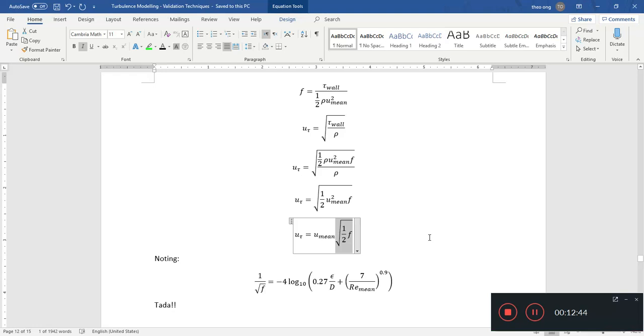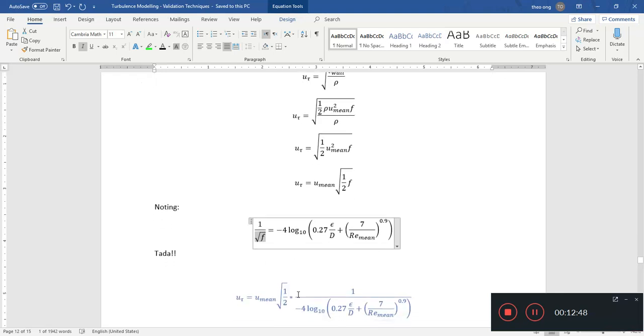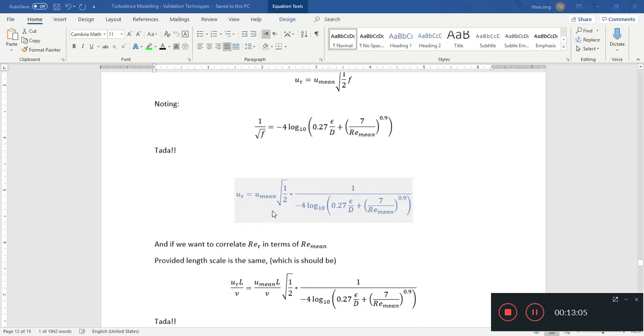Now the nice thing about this is that square root f is over here. It's already based on square root f, so you can just swap it around so that you have square root f equals 1 divided by this minus 4 log 10 whatever. So we have a correlation for u tau in terms of u mean. Unfortunately, this correlation is still kind of messy, so we want to tidy things up.